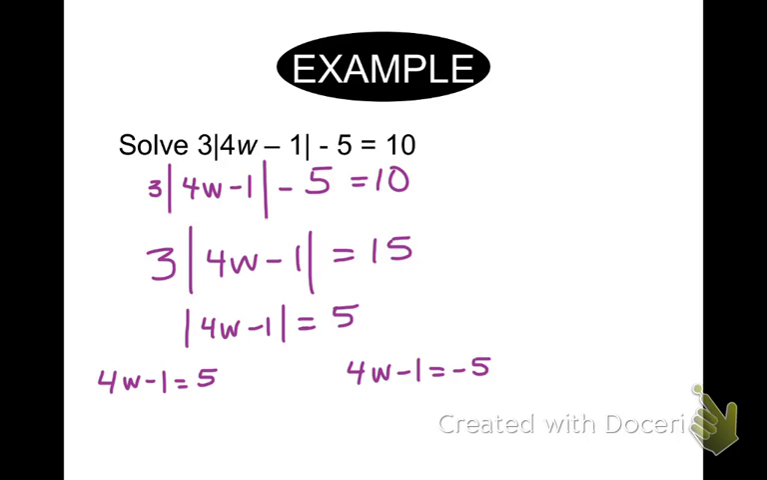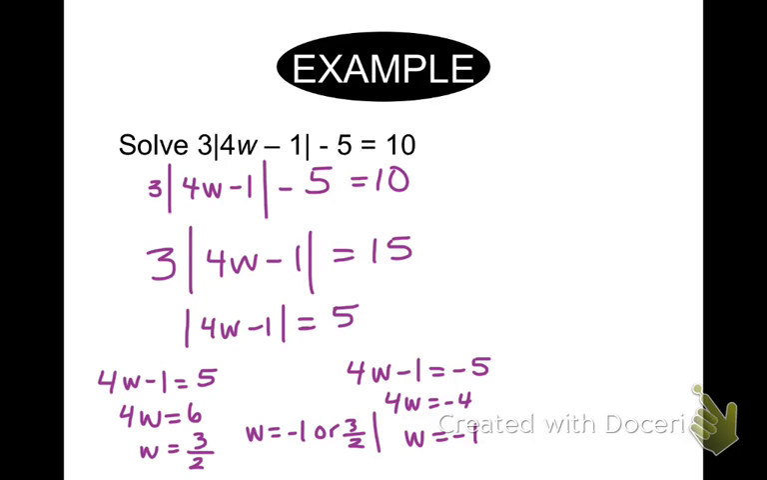Two-step equations. Fractions are friends, just reduce them. You get w to equal negative 1 or 3/2. That's what you should have gotten.